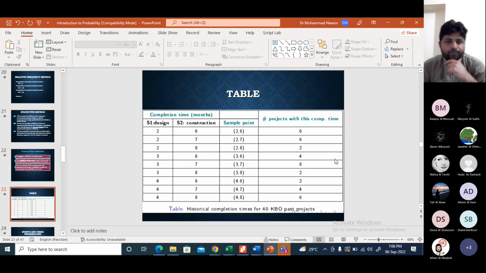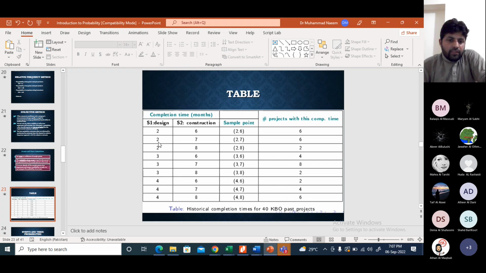So here is one example. We have a project in which design and construction are involved. Step 1, S1, involves design and the second step involves construction. The completion time is given in months. For example, design takes 2 months in the first step. In the second step, construction takes 6 months. And then your sample point becomes (2,6).